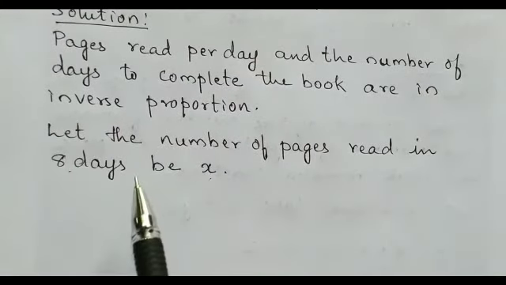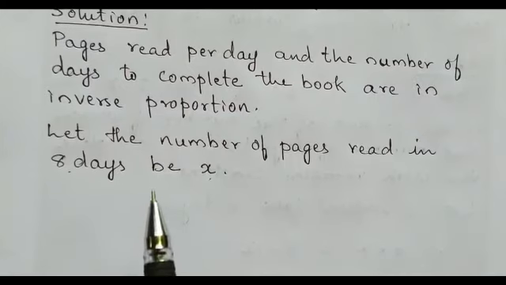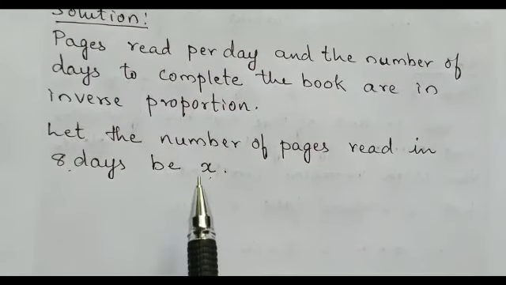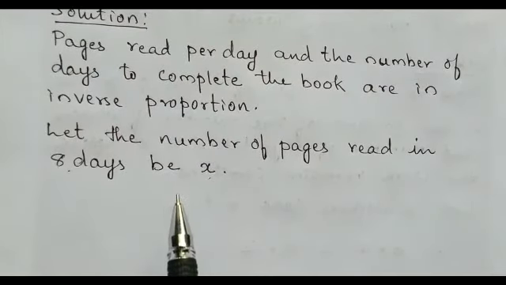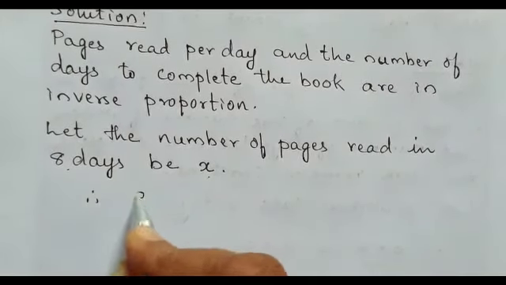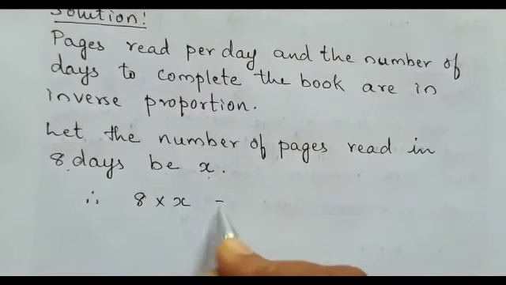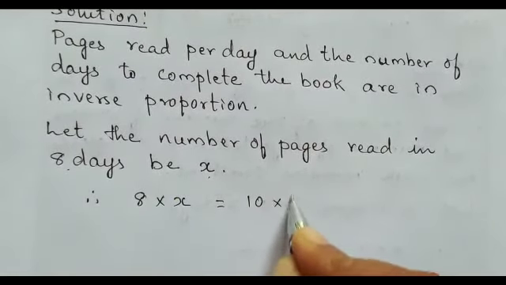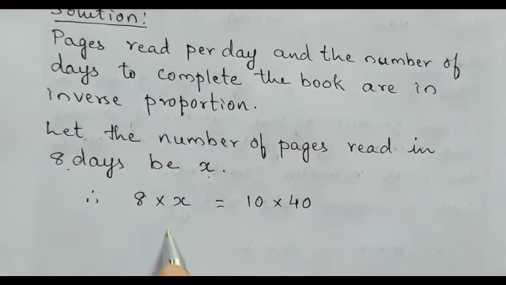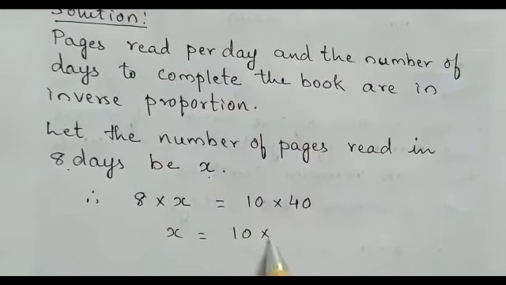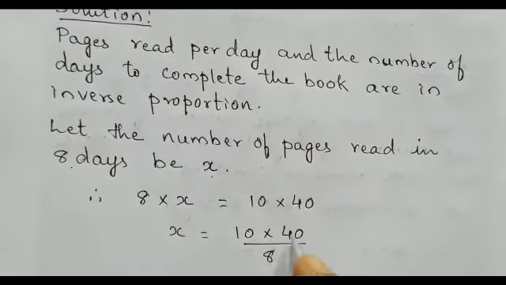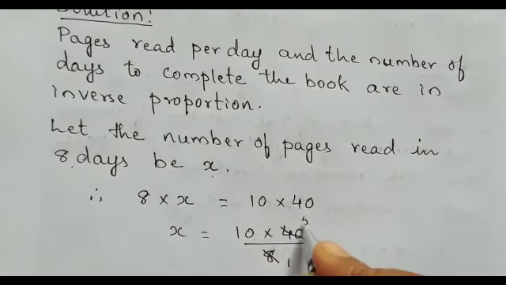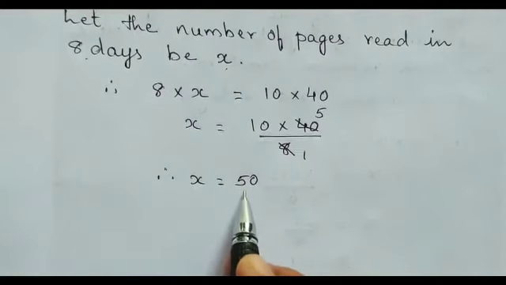As this is an example of inverse proportion, the product of the number of pages read per day and the number of days required to complete the book is a constant. Therefore, 8 multiplied by X is equal to 10 multiplied by 40. X is equal to 10 multiplied by 40 divided by 8. We can reduce 8 and 40: 8 one time and 8 5 times. Therefore, X is equal to 50.